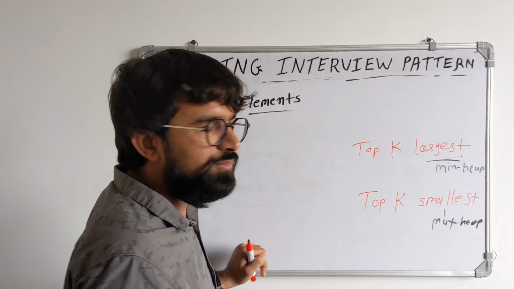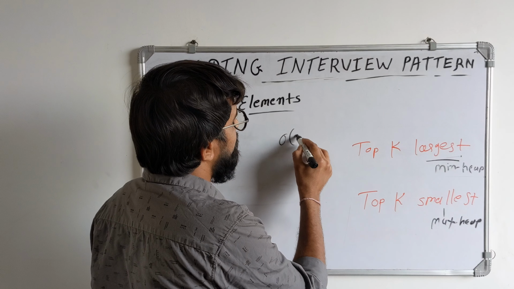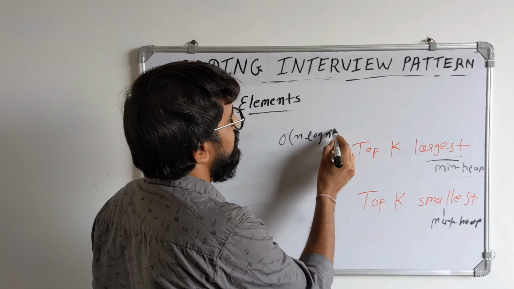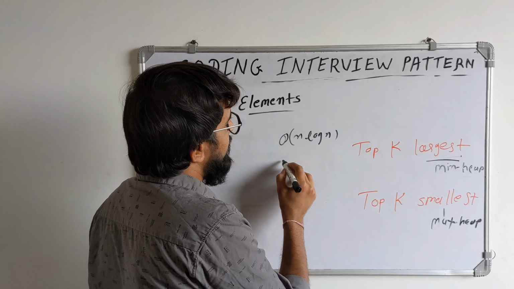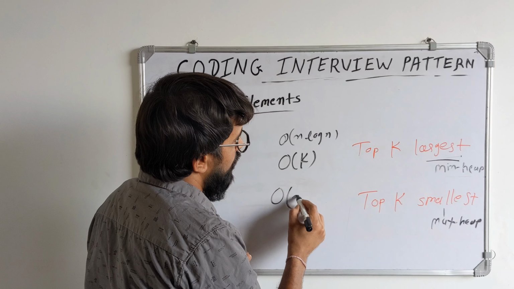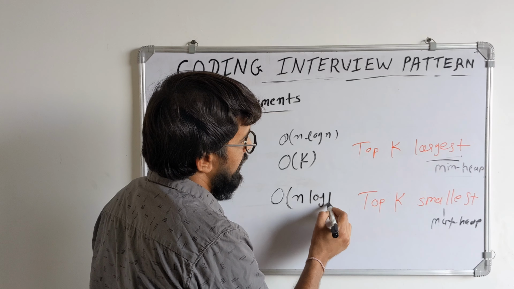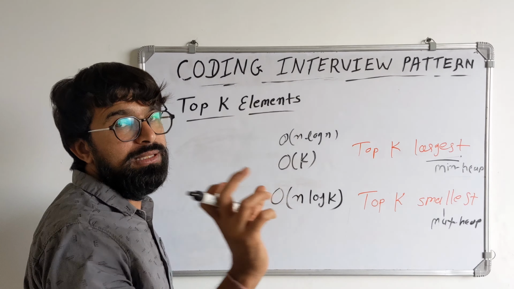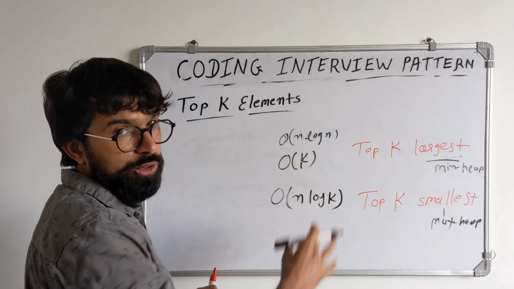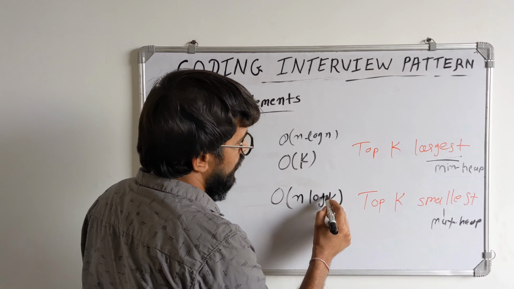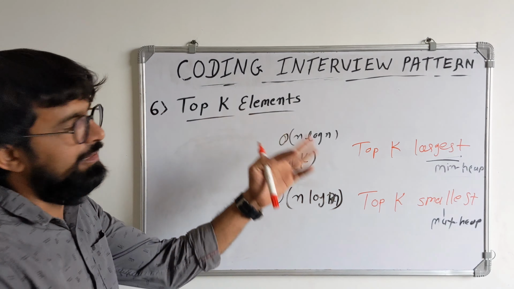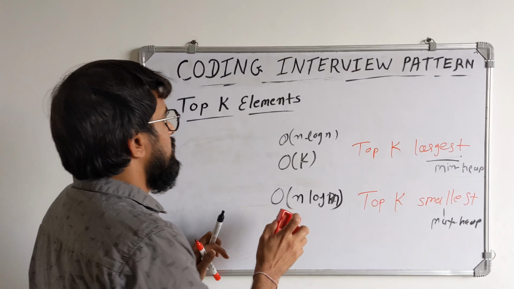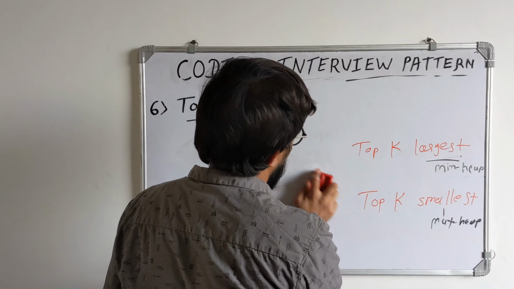First you will sort the array. If you sort the array, it will take big O of n log n, and then you will iterate for the k, so it will take big O of k. But using the top k elements approach, we can achieve this in big O of n log k, because our sorting will happen for the k numbers only, not for n. In the worst case, it can go to big O of n, because n can be equal to k.